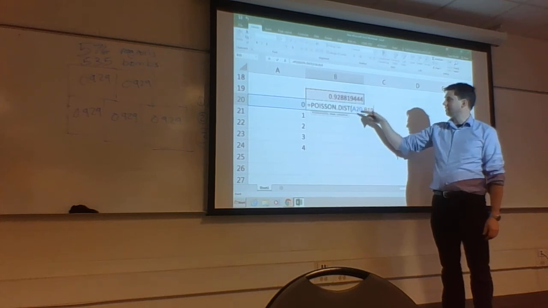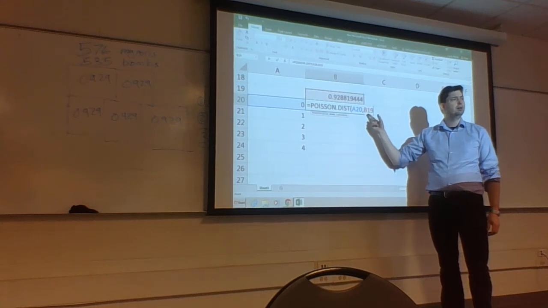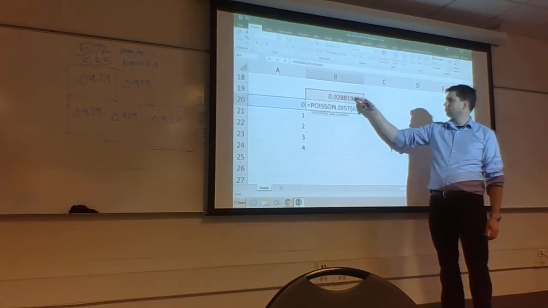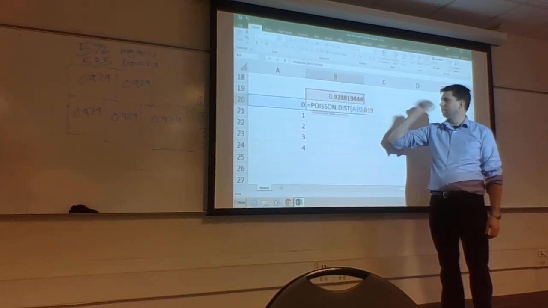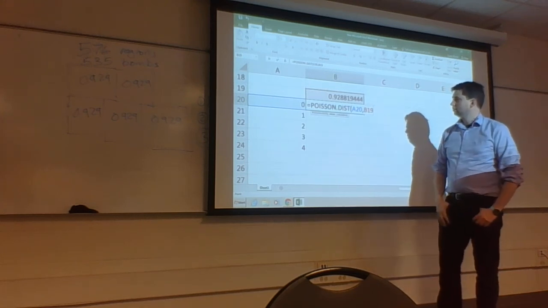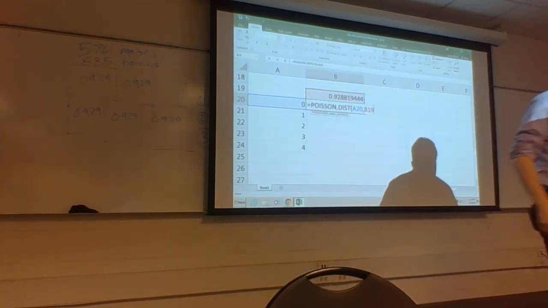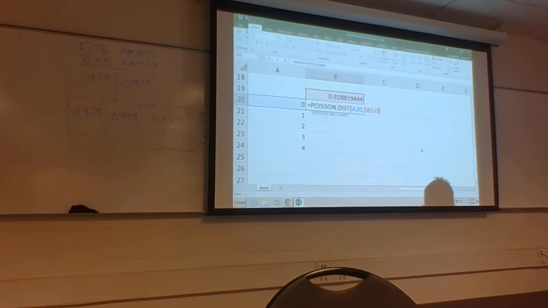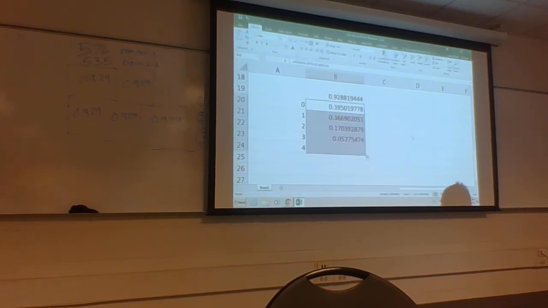But if I drag it down, then this is going to update to B20, and I don't want that to happen. How would I make sure that this stays this reference? F4. And finally, cumulative, because we're looking at exactly that number of bombs. Double click. There we go. Even if you want, we can convert it to percent.